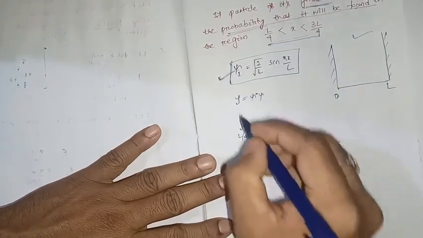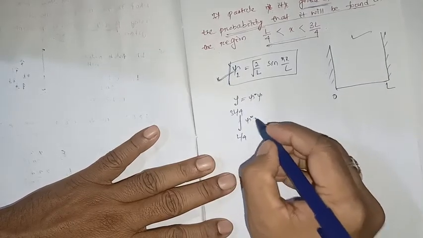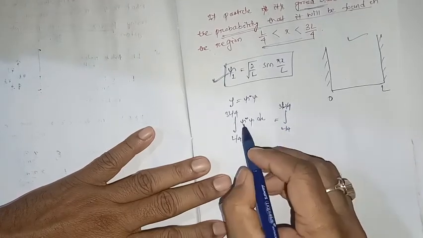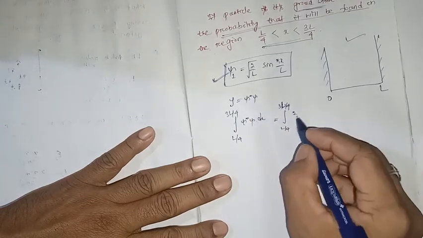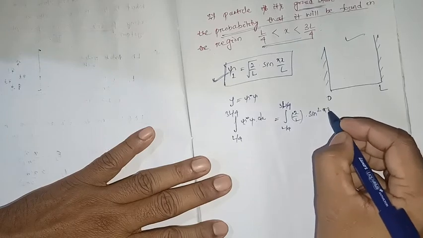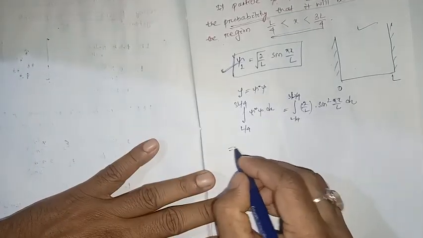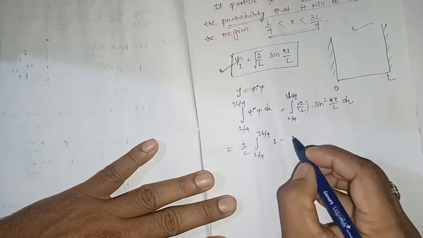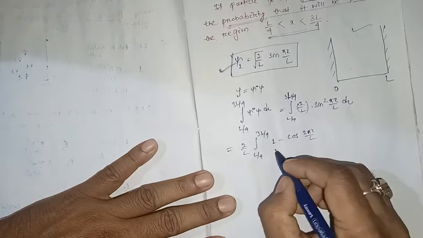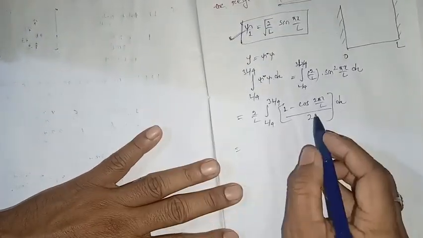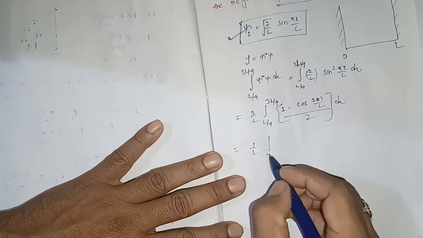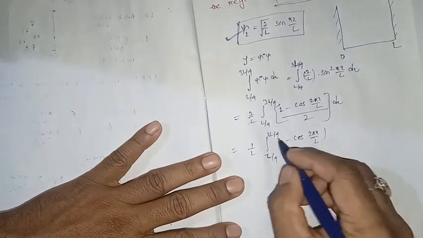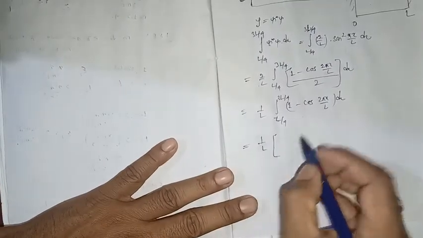So we have to integrate from L by 4 to 3L by 4 psi star psi dx, that means 2 by L into sine square pi x by L dx. So it is equal to 2 by L, constant taken outside, L by 4 to 3L by 4, sine square can be written as 1 minus cos 2 pi x by L whole divided by 2 into dx. So here 2 taken outside, 2 gets cancelled, 1 by L, L by 4 to 3L by 4, 1 minus cos 2 pi x by L into dx. Integrate separately, 1 by L.